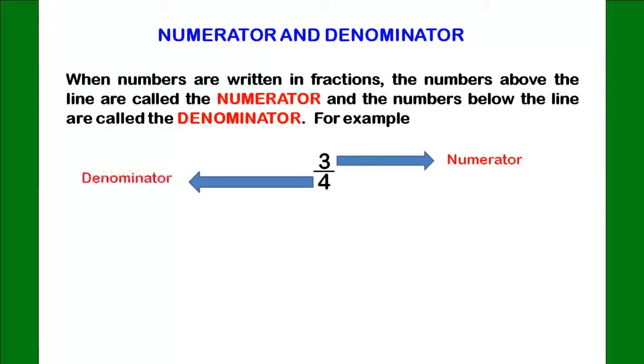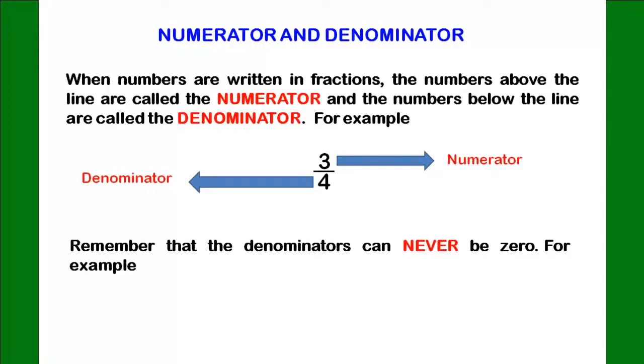Remember that denominators can never be 0. That is, the number below the division line cannot be 0. For example, 3/0, 100/0, and so on are not acceptable as fractions.